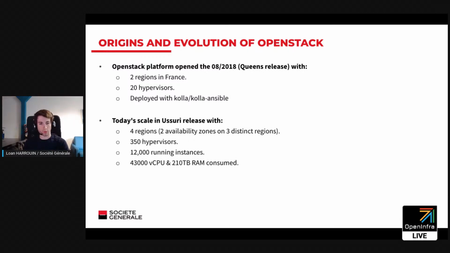We have a total worldwide of 350 hypervisors, and currently there are around 12,000 running VMs, and that represents around 43,000 vCPUs consumed and 210 terabytes of RAM consumed.